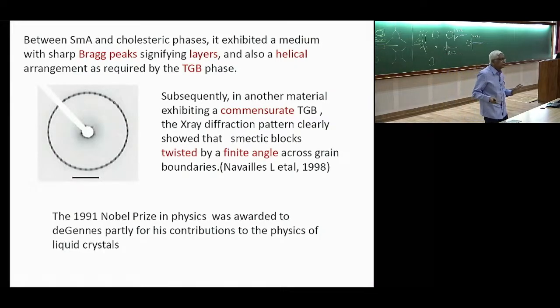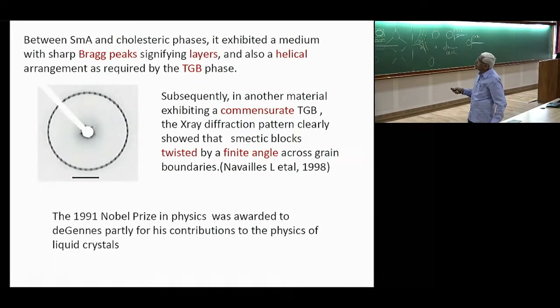So they didn't know how to analyze that. In fact, they were struggling. Then they realized that here is a theory which already gave that model. So it was a good coincidence. And subsequently, much later, in 1998, Navailles et al. in France found a material in which there is a commensurate helical twisting compared to the block size.